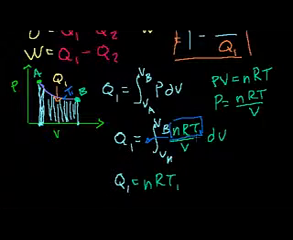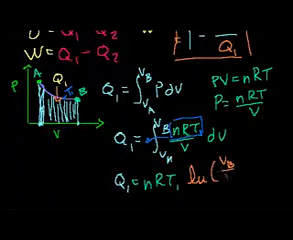All we have left in the integral is 1 over v. The antiderivative of that is natural log, and then you evaluate at the two boundaries. So you get the natural log of VB minus VA, which is the same thing as the natural log of VB over VA. Fair enough. This right here is Q1. All right, now what is Q2?